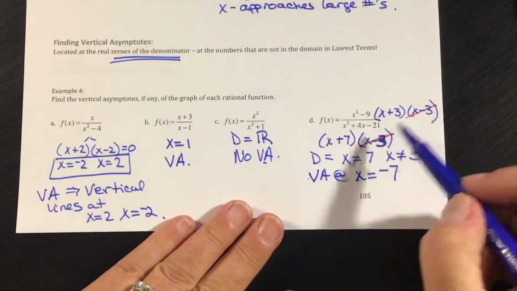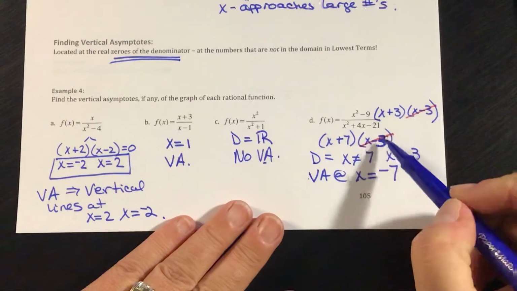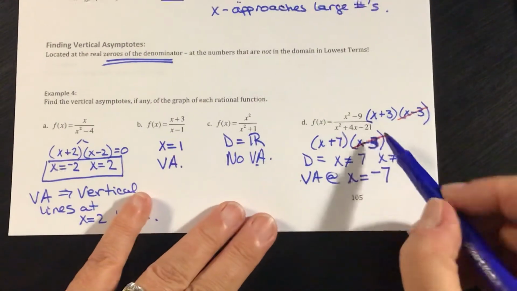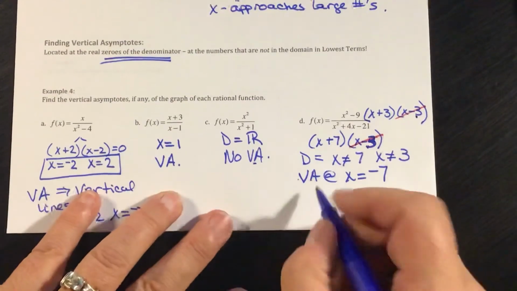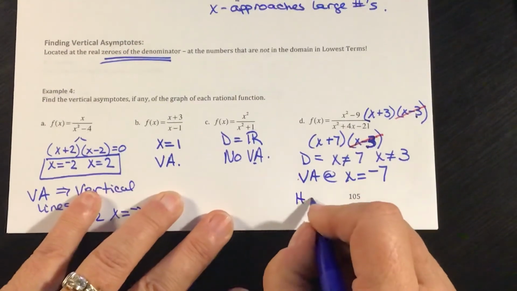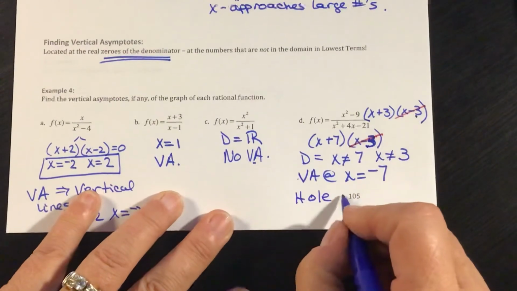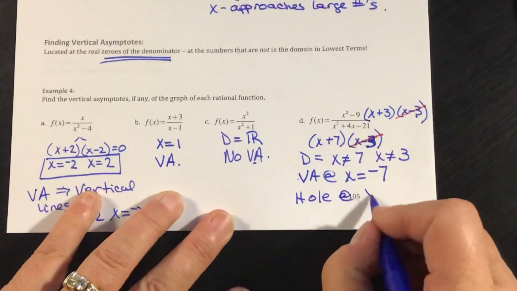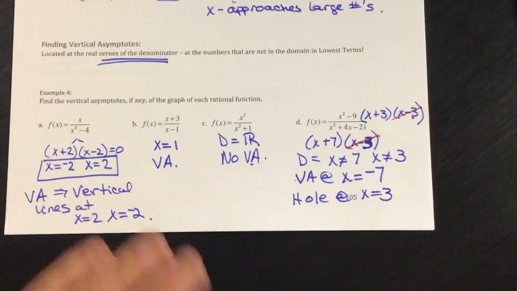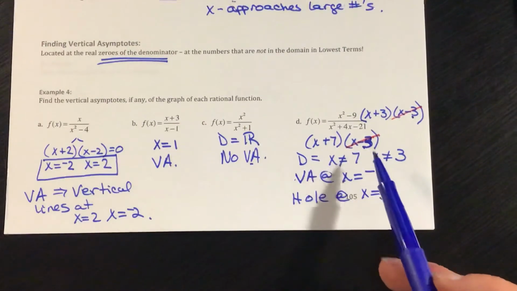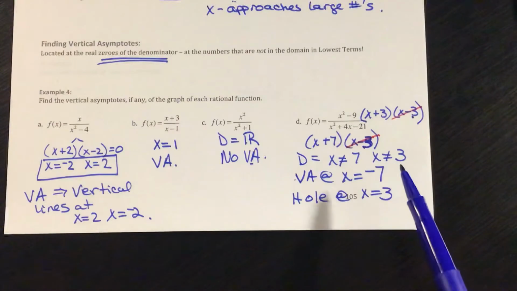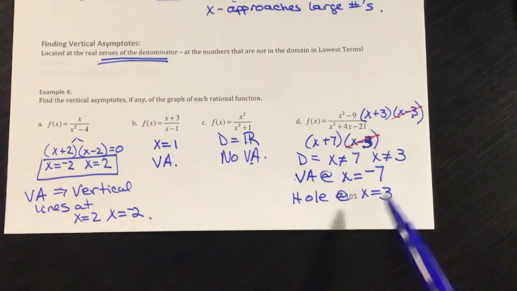In the next section, we'll talk about what happens here, and just to give you a heads up, if I have a factor on the bottom and on the top, I would actually have a hole in my graph at x equals 3. So I can't have a value at x equals 3. It's not an asymptote, but there is a hole there.